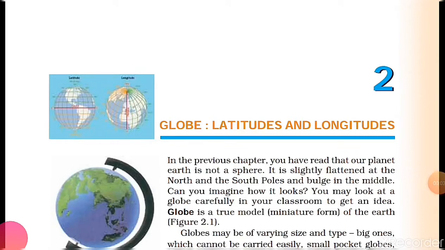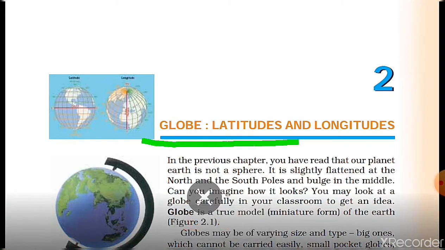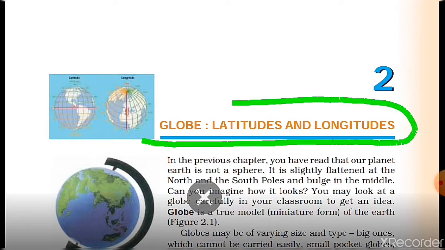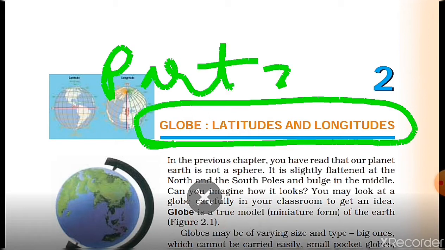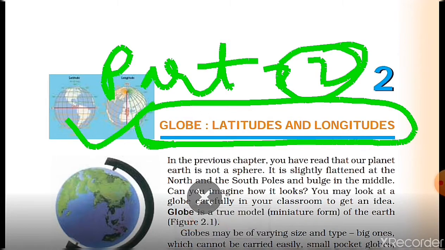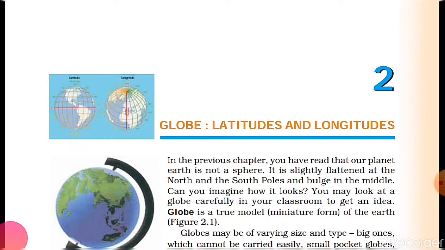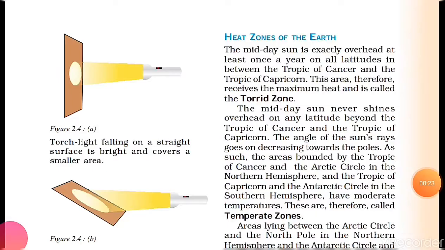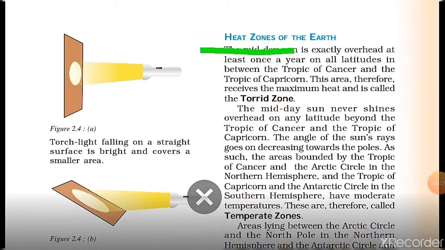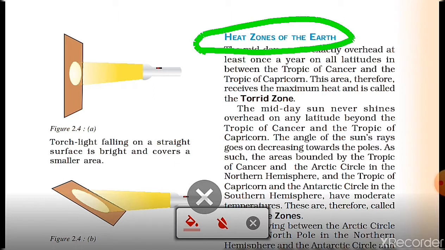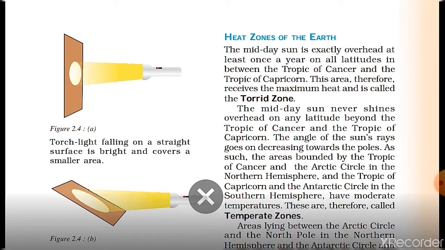Today I'll discuss with you chapter 2 of geography. Your chapter is Globe: Latitudes and Longitudes. This is a very interesting chapter and this is the part 2 video, so you have to watch this video very carefully. Okay, let's start your chapter. I'll start from the heat zones of the earth. This is a very interesting para. You have to read this para very carefully. Okay, let's start.